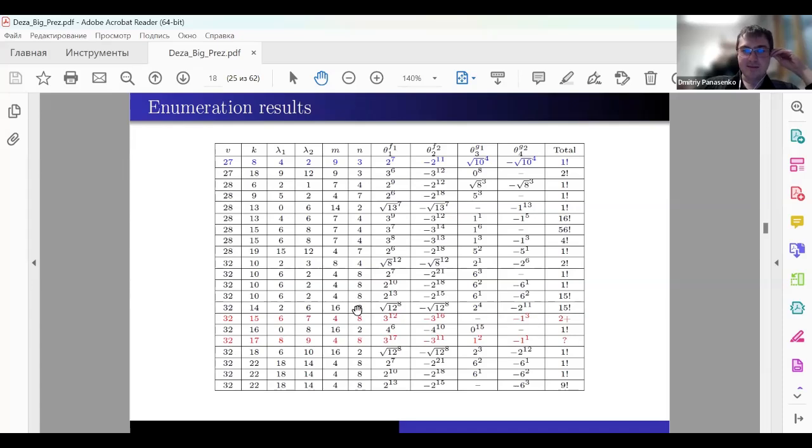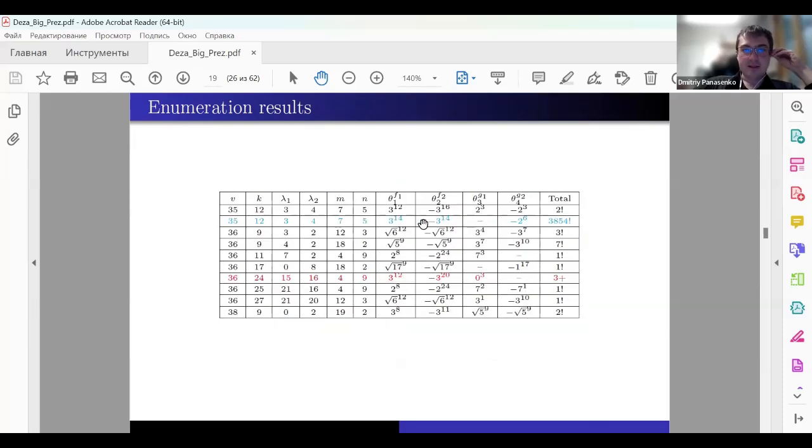We have 2 lines with dark red. This was the set of parameters we were unable to complete enumeration. We have this line in light blue. I will talk about that later as well. And the graphs for 36 vertices with red, they also were unable to finish the enumeration.